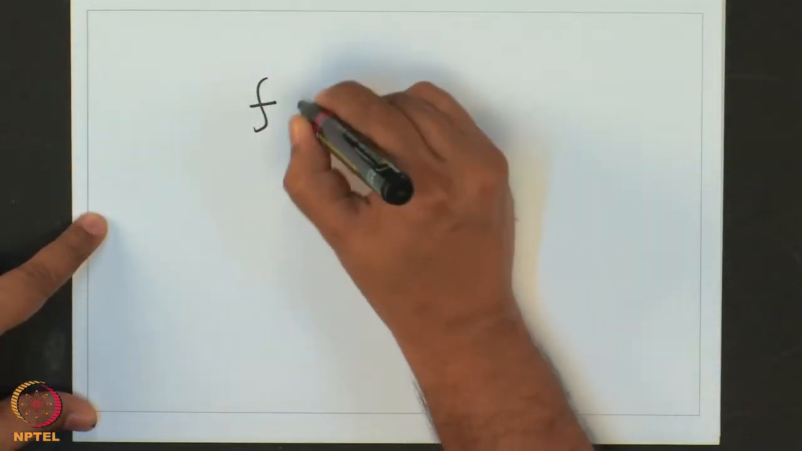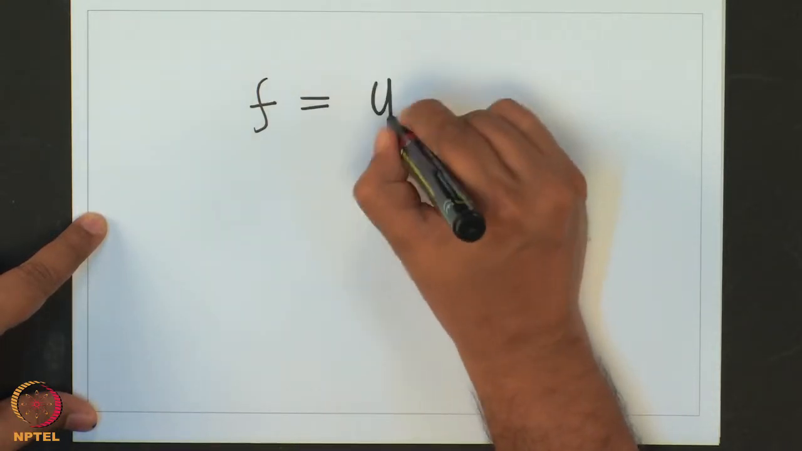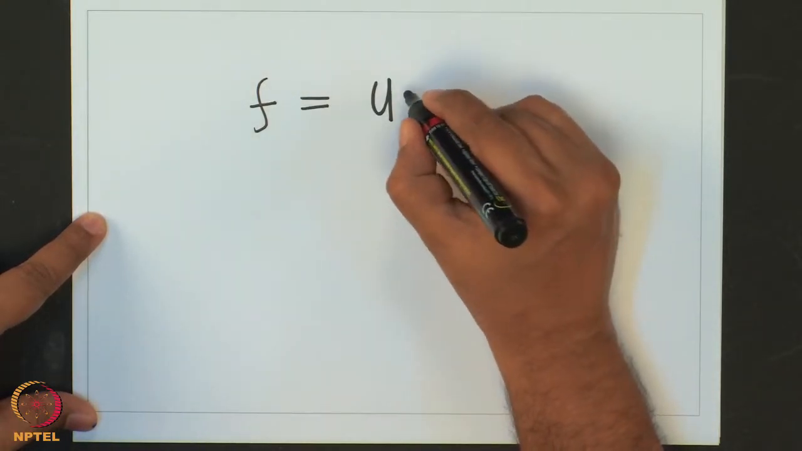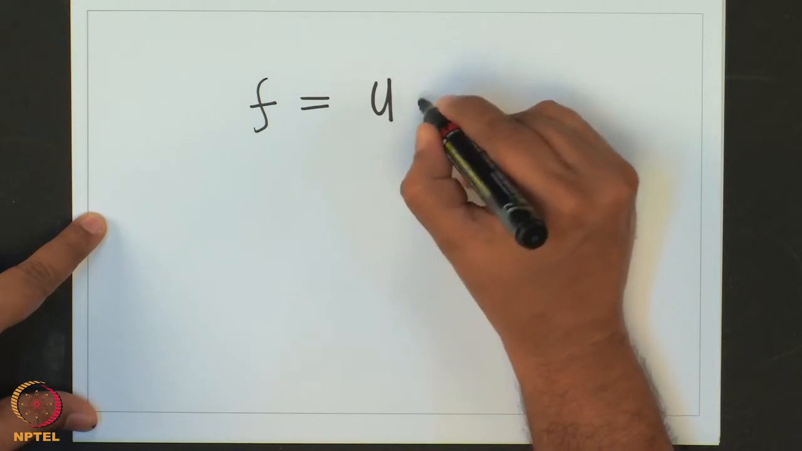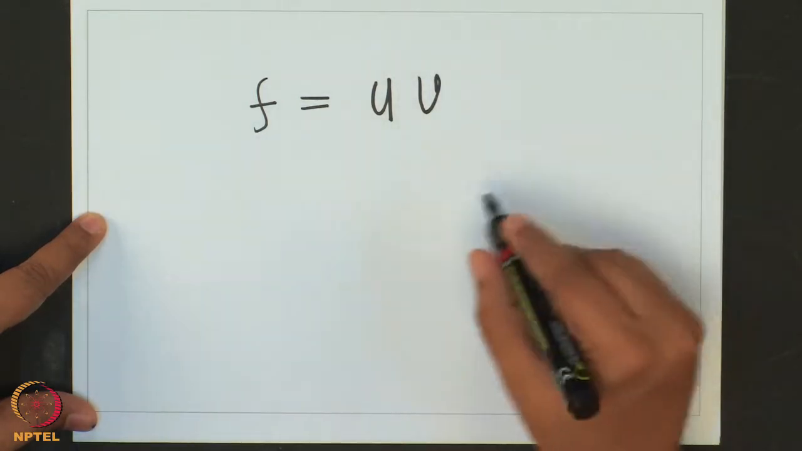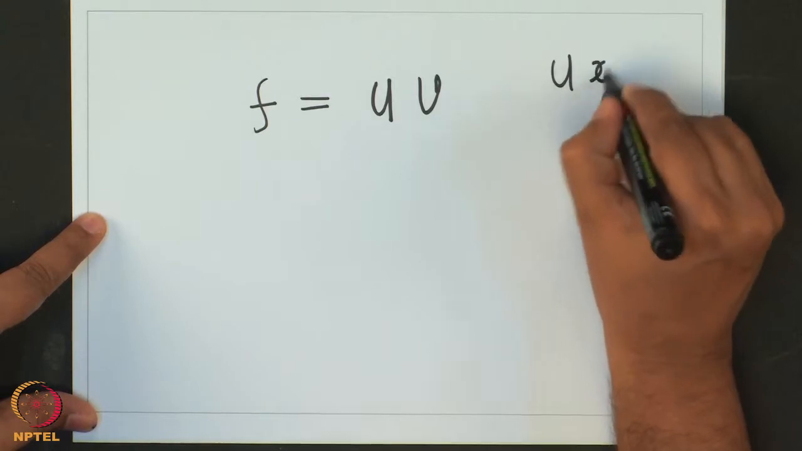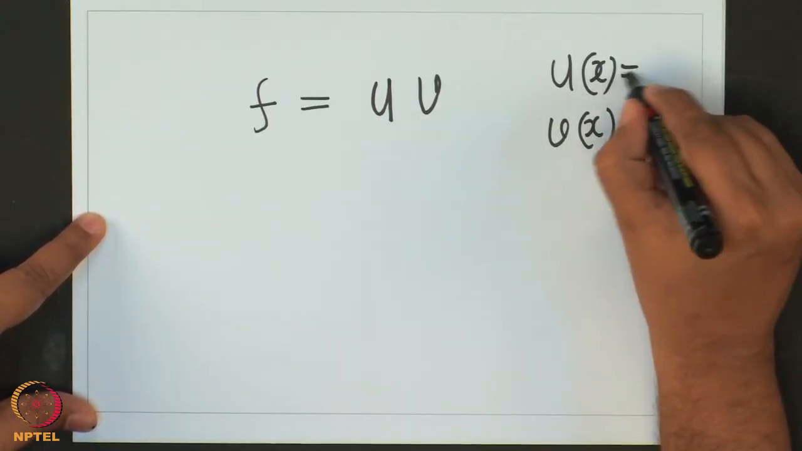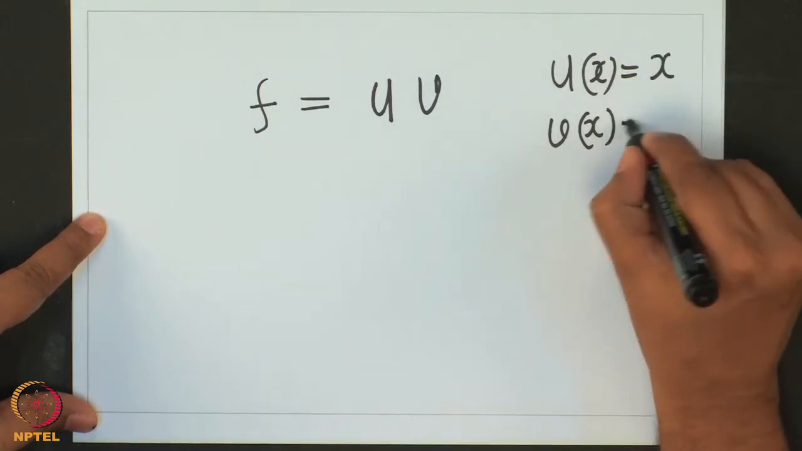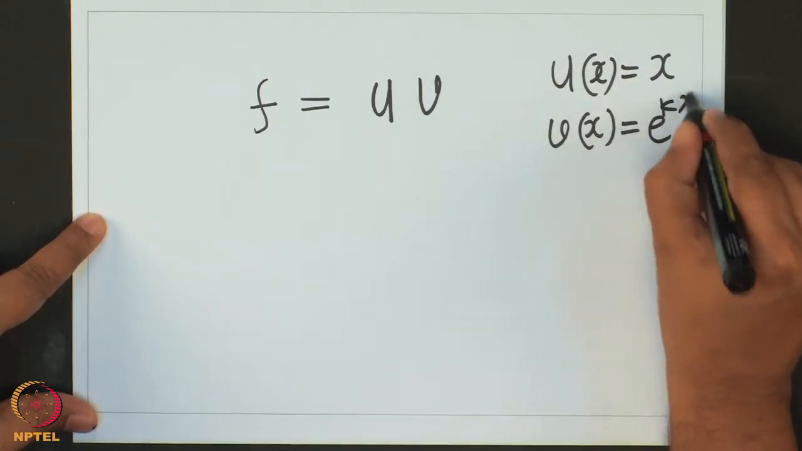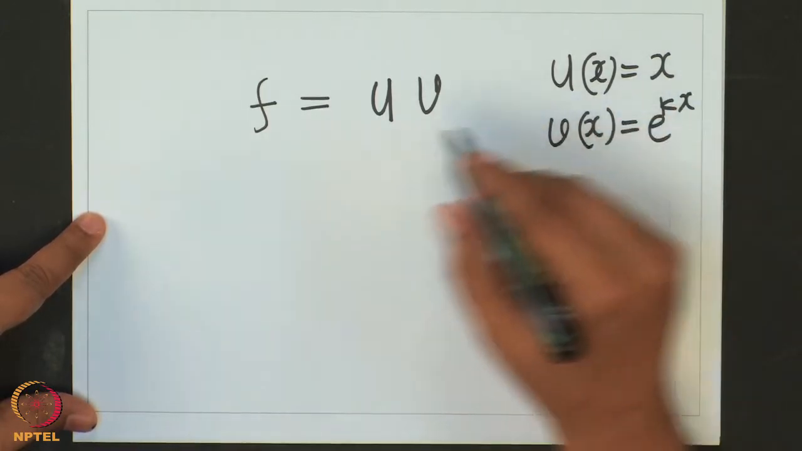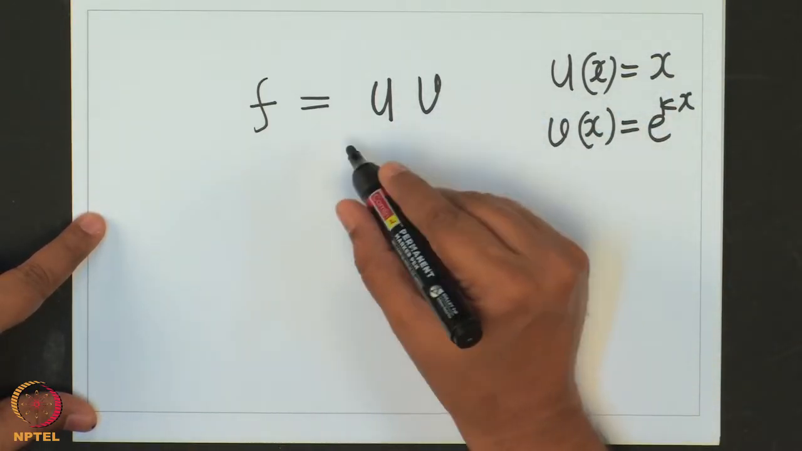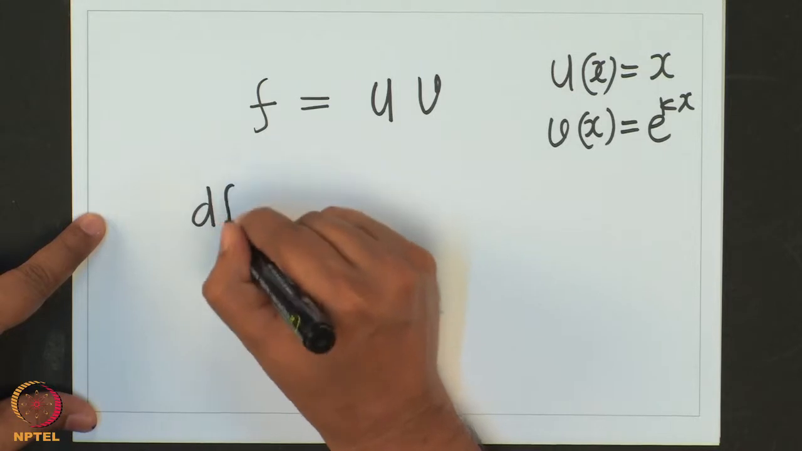So we had this function f, which was product of two functions u and v. You have two functions u of x and v of x. For example, this might be x and this could be e power kx. We had product of two functions, and how did we find df by dx?